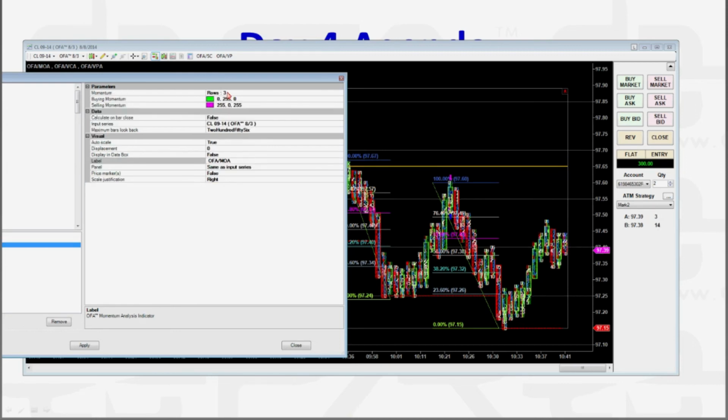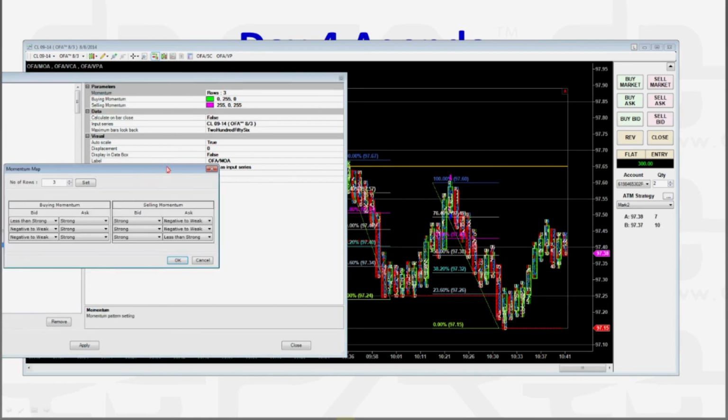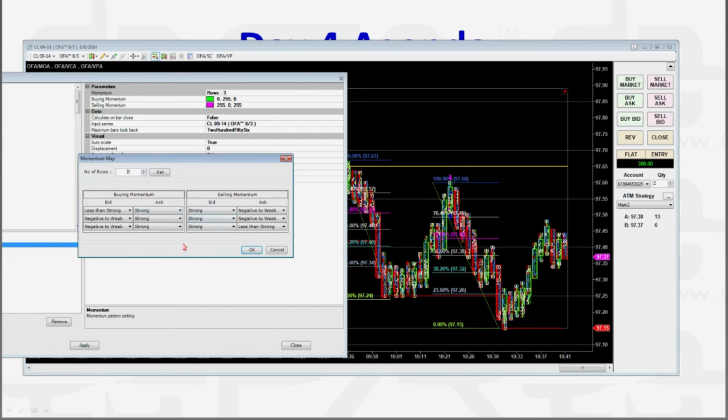Momentum is very standard. It's 3 rows. It's a standard setting for momentum. I don't change that at all. You can see this is very standard. My momentum analysis for oil is very standard. Make sure my mute button didn't get stuck again.